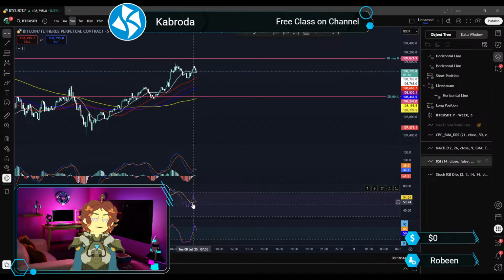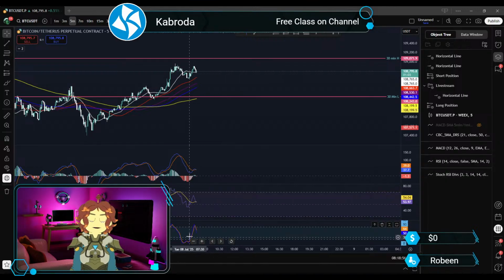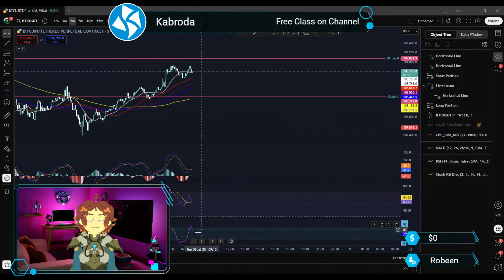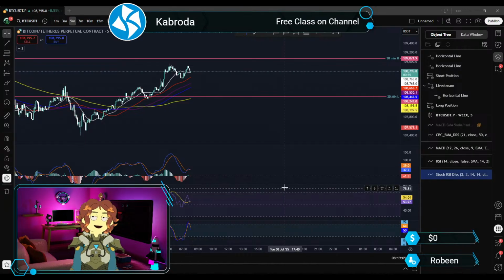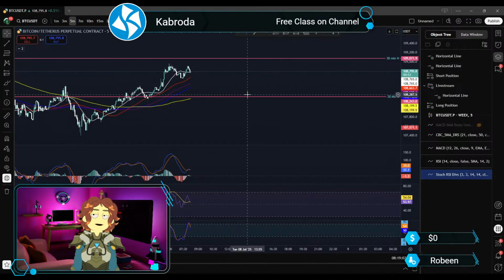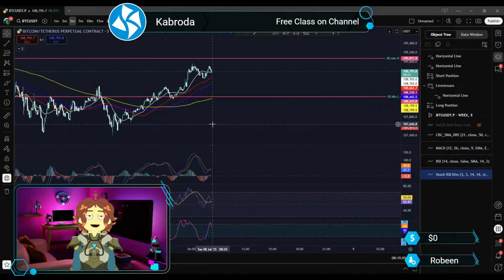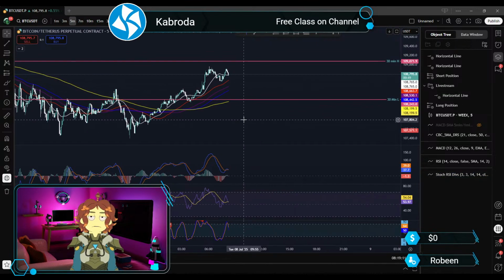RSI still has some ways to go down, so it could curl here, but more than likely it's going to continue going down. Get back down, maybe not all the way down here, but it'll get back down in this area. And then stochastics are still ready to drop down farther. The stochastics really need to come back down here before they take off again. So it's looking definitely like a pullback.